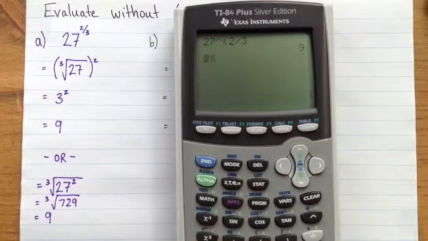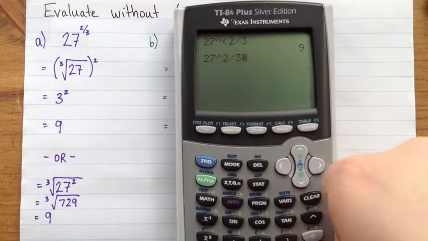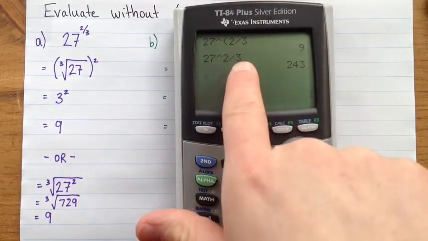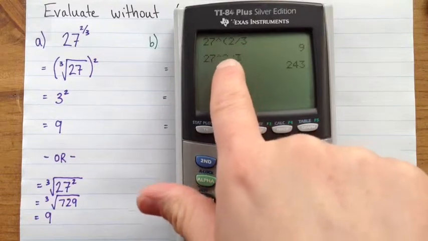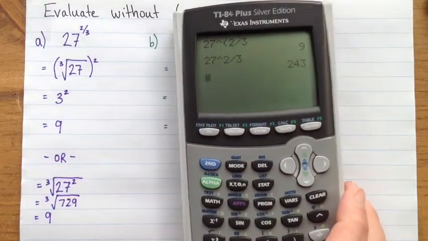Here's what happens if we don't. We put 27 to the exponent 2 divided by 3. It's going to do 27 squared, and then it's going to divide that by 3. So if you don't put the exponent in brackets, it doesn't know that the whole thing is the exponent. That's why it's giving 243.